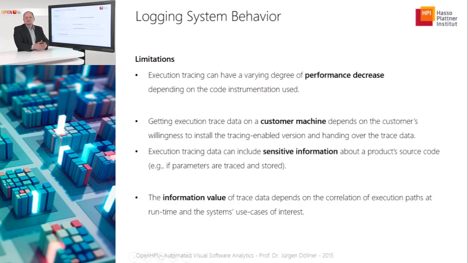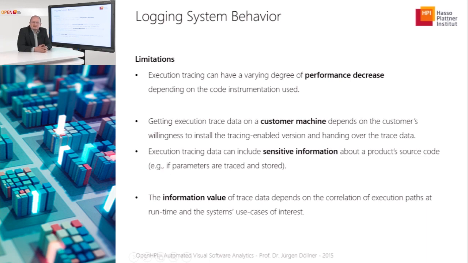The limitations that are inherent to logging system behavior by execution traces are the following. Execution tracing can have a varying degree of performance decrease depending on the code instrumentation technique that is used. Performance decrease can be a crucial factor if, for example, the real-time behavior of an application changes.